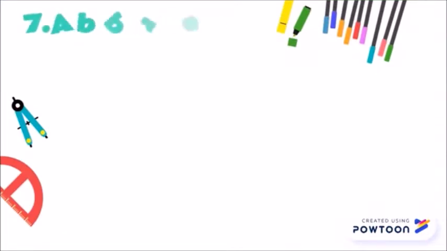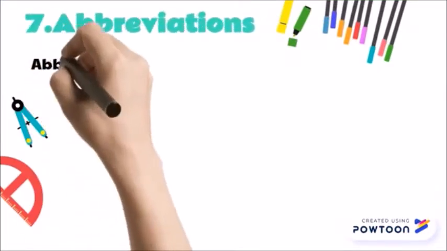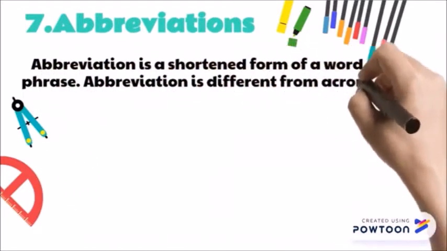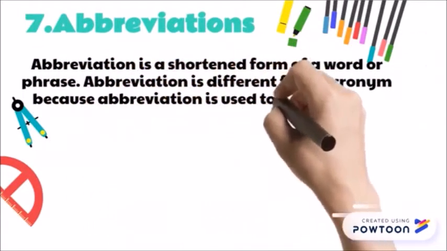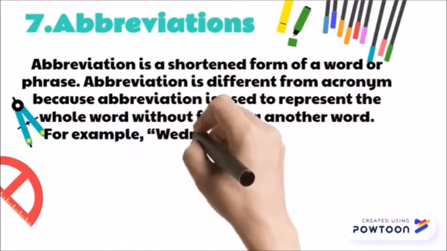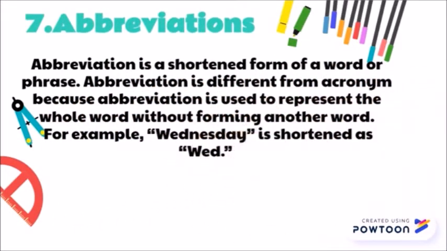7. Abbreviation. An abbreviation is a shortened form of a word or phrase. An abbreviation is different from an acronym because an abbreviation is used to represent the whole word without forming another word. For example, Wednesday is shortened as "Wed."